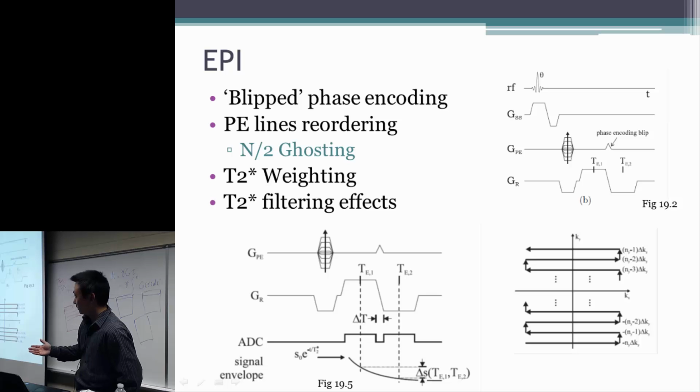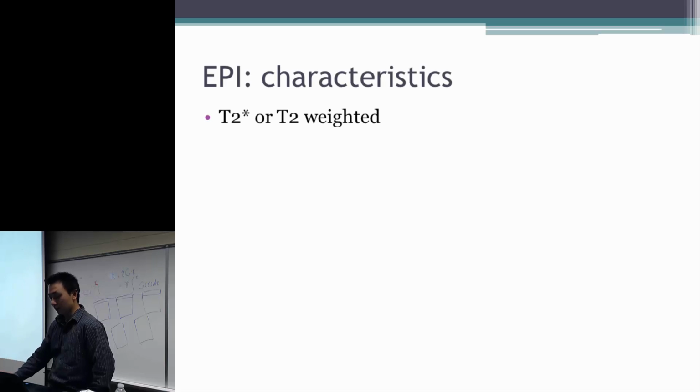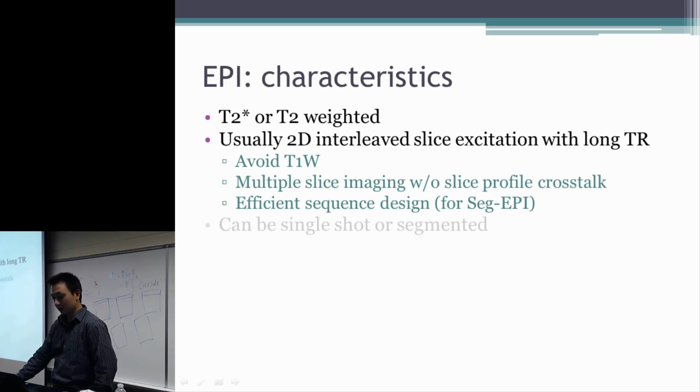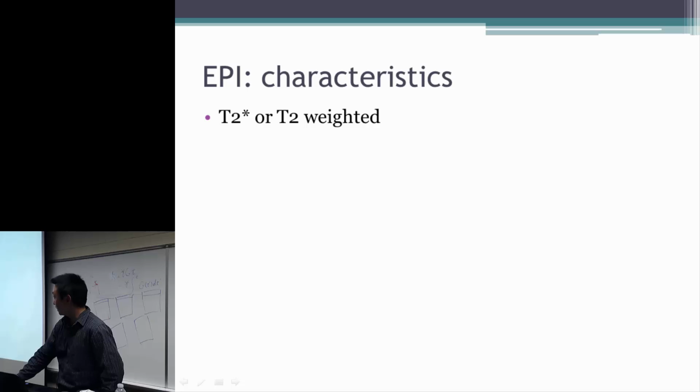So this blurring effect is the limit for the spatial resolution that we can achieve. In theory we can use a very long readout, but at the end of that readout there is actually no signal left because the T2 star decays. So you cannot possibly collect any more information for those high spatial frequency components. Basically, that's making the image blurry. So the characteristic of EPI, first, is T2 star or T2 weighting. It depends on which EPI method you are using.